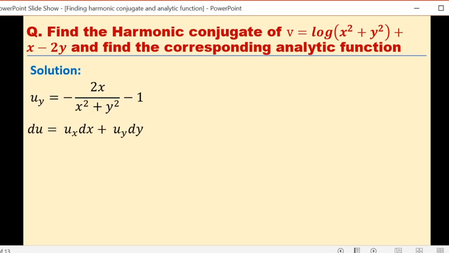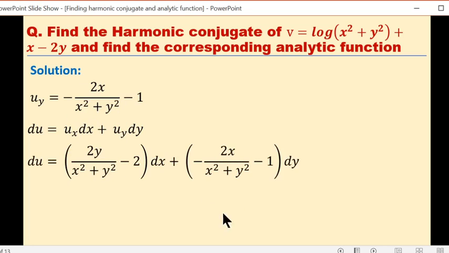Now u is a function of x and y. So the differential of u, du, will be equal to ux dx plus uy dy. Do you remember the formula? du equals ux dx plus uy dy. Now we have found both ux and uy here. We substitute that.